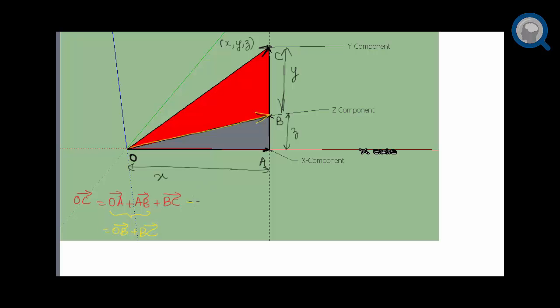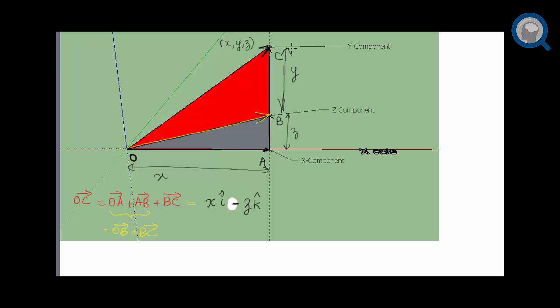Now vector OA is in the x direction. So it is a vector which has a magnitude of x units and points in the x direction, so it can be written directly as x i cap. Similarly for AB, it points in the negative z direction. So the value of the AB vector is minus z k cap, plus the BC vector.